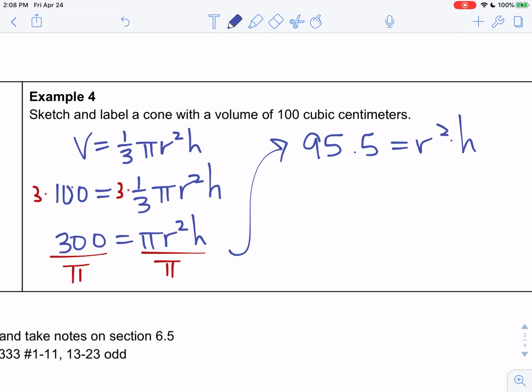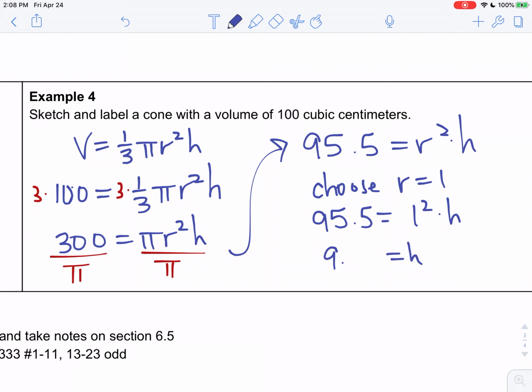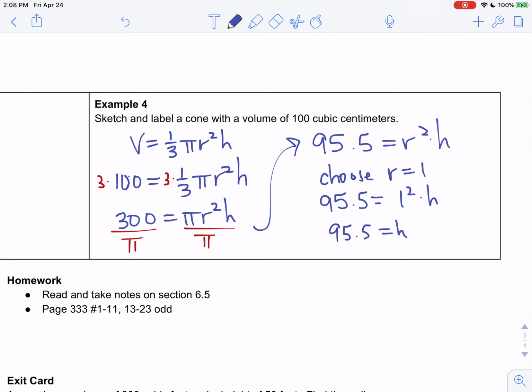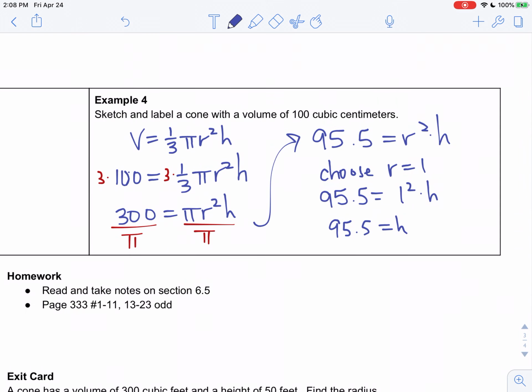Now I can pick anything I want. I'm going to choose r equals 1 because I'm lazy. And 1 squared is 1. So h must be 95.5. So if we get our sketch going, we have a tall, skinny cone where our radius is 1 and our height is 95.5, and we're dealing with centimeters.